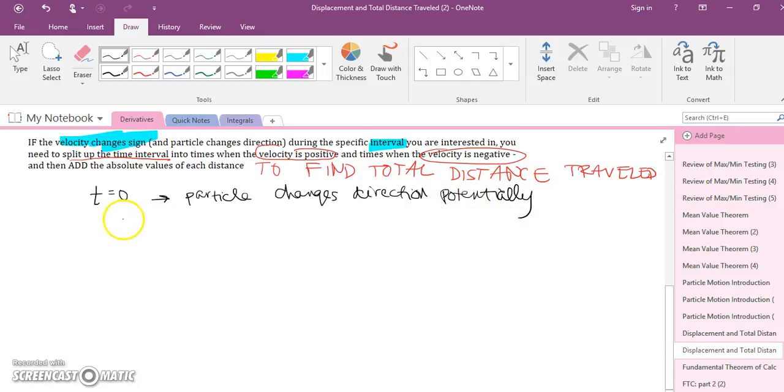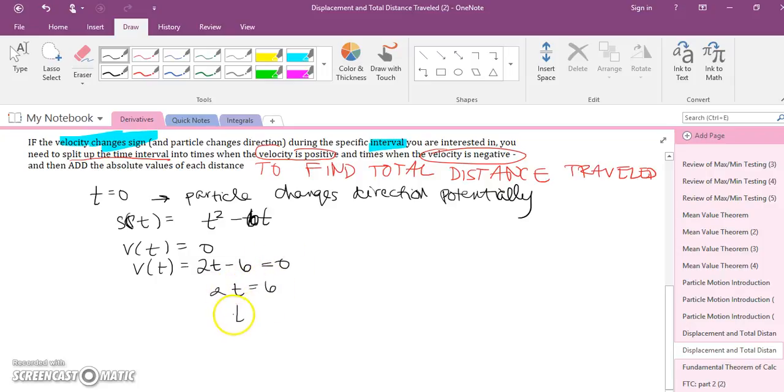So let's take our position. That's s of t, which is t squared minus 6t. Let's take our velocity and set it equal to 0. So velocity is equal to 2t minus 6. I'm going to set it equal to 0 and solve for t. I get 3. 3 seconds is when the velocity is 0.